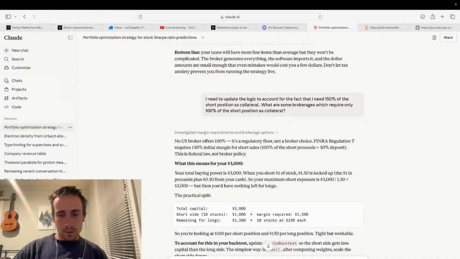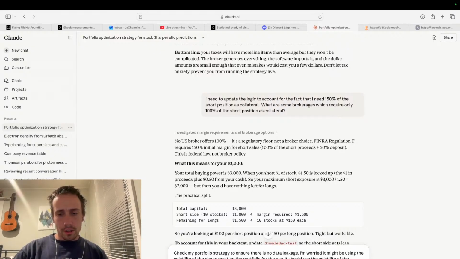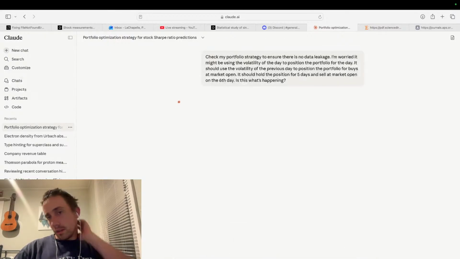It should use the volatility of the previous day to position the portfolio for buys at market open. It should hold the position for 5 days and sell at market open on the 6th day. Is this what's happening? I'm kind of worried it's not what's happening, but let's see.